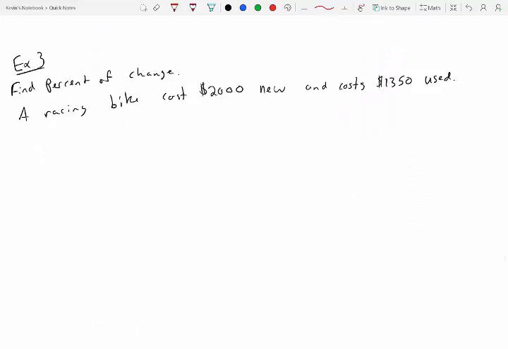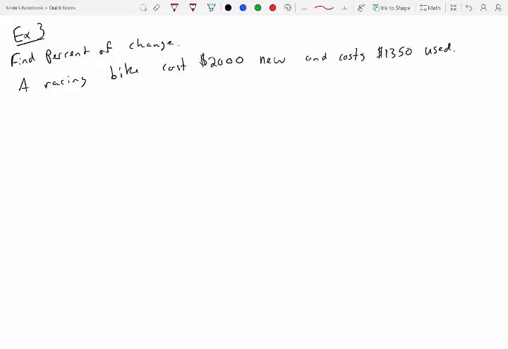For example 3, it just says find the percent of change. A racing bike costs $2,000 new and it costs $1,350 used. We need to find the percent of change. So let's find the amount of change. We say 2,000 minus 1,350, and we're going to get 650. So we say 650 is on the top. The price it started at was 2,000, so we put that on the bottom.